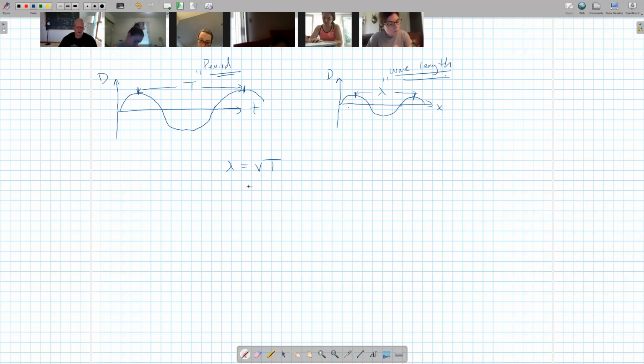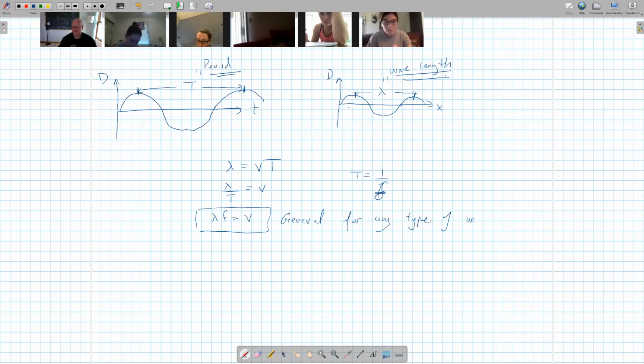So for a general wave, what this means is that the velocity of the wave is the same thing as the wavelength divided by the period, or since the period is equal to 1 over the frequency, then this is the same thing as the wavelength times the frequency is equal to the velocity of the wave. So this velocity here is general for any type of wave.